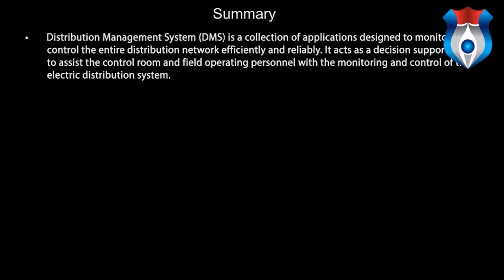Now, in the end, let us summarize what we have learnt in this lecture. Distribution Management System, DMS, is a collection of applications designed to monitor and control the entire distribution network efficiently and reliably. It acts as a decision support system to assist the control room and field operating personnel with the monitoring and control of the electric distribution system.